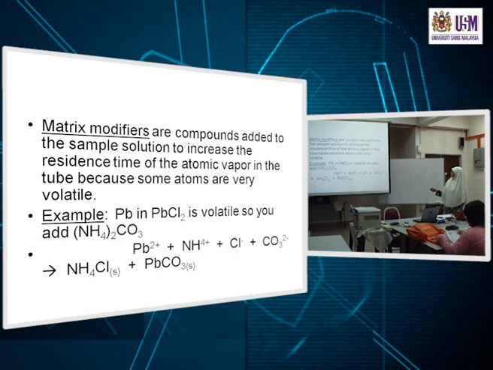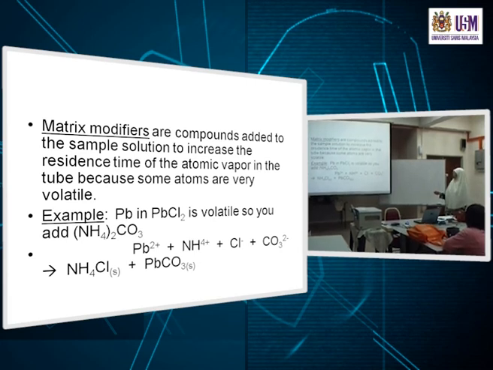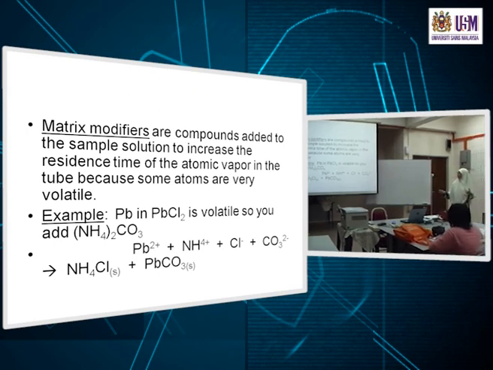Because, like they say, some atoms are very volatile. This is a particular example of a matrix modifier, ammonium carbonate, which you would add in the analysis of lead, for example. Because if you have lead chloride in your sample, this is particularly volatile. Your analyte is lead, you are interested in lead, but because lead chloride is volatile, it might be lost even before the atomization sequence. Okay? It might be lost during the etching, for example.